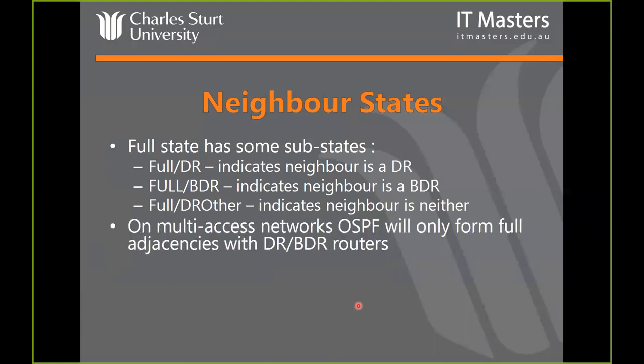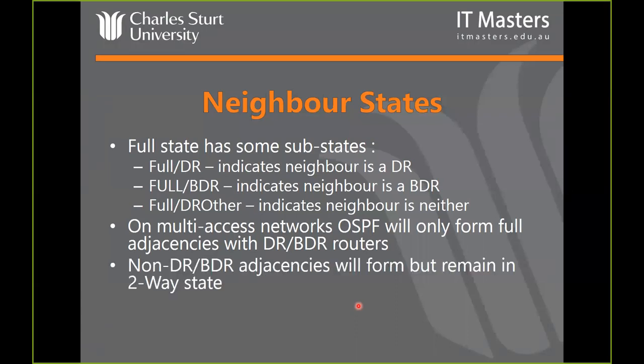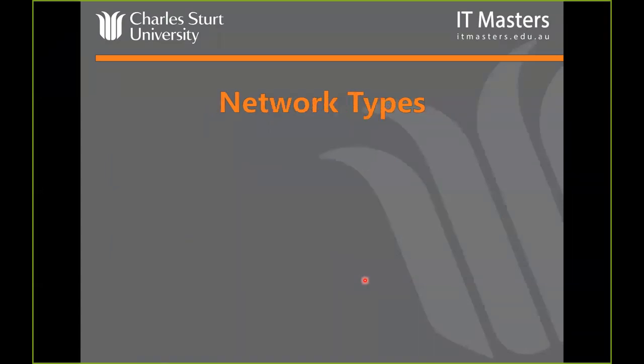On multi-access networks, OSPF will only form full adjacencies with DR and BDR routers. What that basically means is that when you look at the neighbor table on a non-DR or BDR router, you will see all the other OSPF routers, but they will all be in a two-way state. Okay, that is normal. It often freaks people out, but that's normal. It's completely normal in a multi-access network to see full relationships only with the DR and BDR, and everything else is in a two-way state. Completely normal. Don't panic, it's okay.